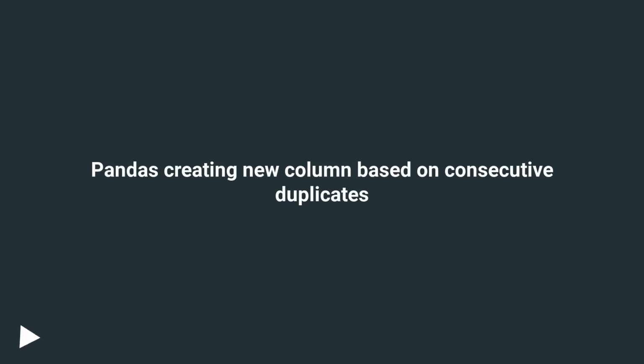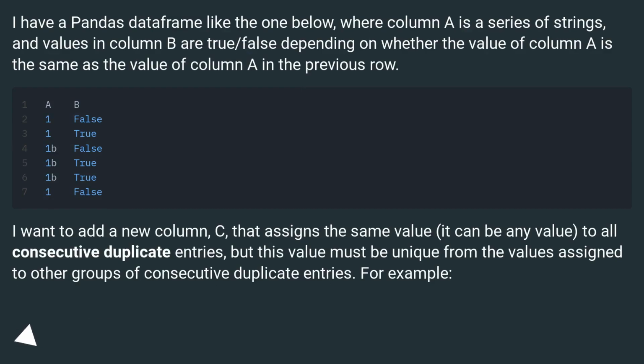Pandas creating new column based on consecutive duplicates. I have a pandas data frame like the one below, where column A is a series of strings, and values in column B are true/false depending on whether the value of column A is the same as the value of column A in the previous row.